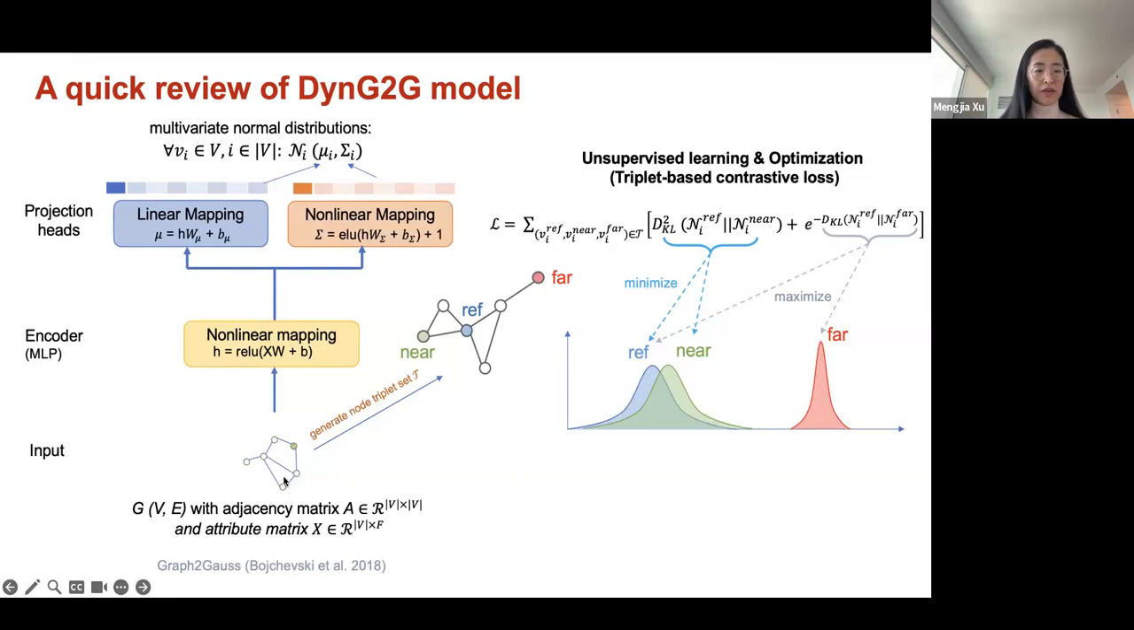So here, we start from the input graph. For example, this is a graph represented with the node set V and edge set E with adjacency matrix A, which is a square matrix, the number of nodes times the number of nodes. We also have the attribute matrix X, a 2D matrix of size the total number of nodes by the feature dimension, the feature size.